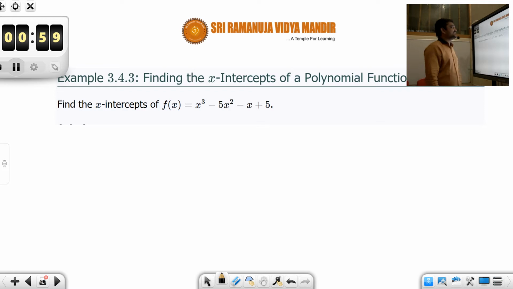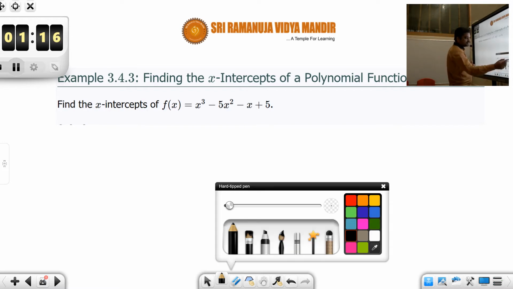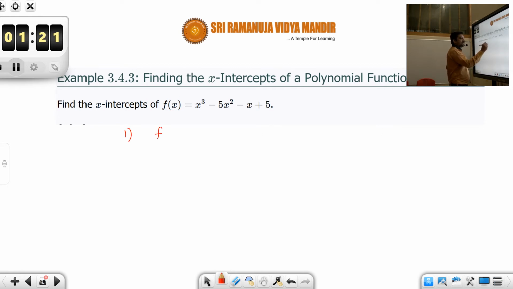So, finding the x-intercepts of a polynomial function. Again, what do we mean by x-intercepts? X-intercept means the values of x for which the value of the function becomes 0. So how to find x-intercepts? What are the steps, students? We have learned some steps, right? First of all, you need to equate f of x to 0, step 1. And step 2, factorize this. We have discussed this question in our previous class. Factorize this equation.